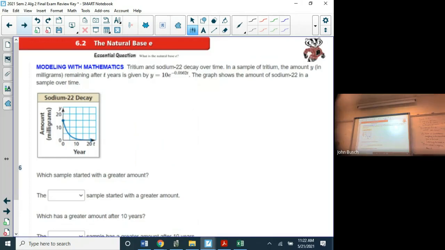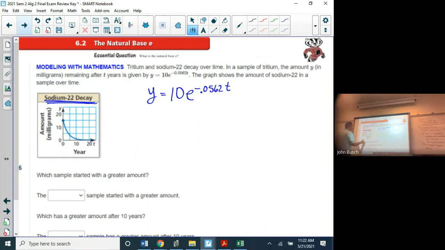So we have to make decisions about tritium and sodium-22. Sodium-22, we can look at stuff and know stuff about it by looking at the graph. And tritium uses this formula. Y equals the starting amount is 10 times e. The rate of decay is negative 0.0562. And then you multiply by t. And time is recorded in years.